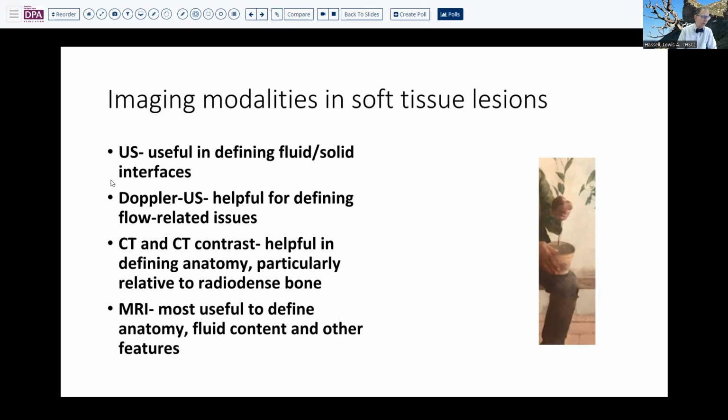When adjuncted with Doppler imaging, it can also be helpful for defining blood flow, vascularity issues, and those kinds of things, which in particular tumors can be especially helpful. CT and CT with contrast is much more helpful in defining the full anatomy, particularly relative to radiodense lesions like bone and so forth.